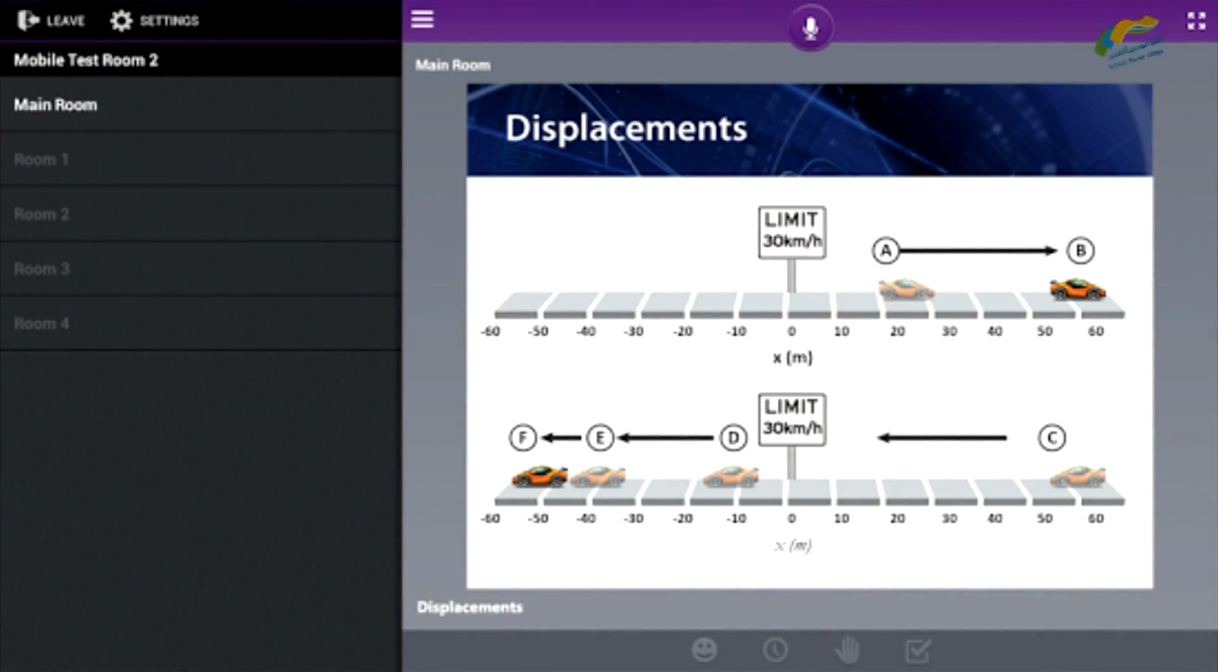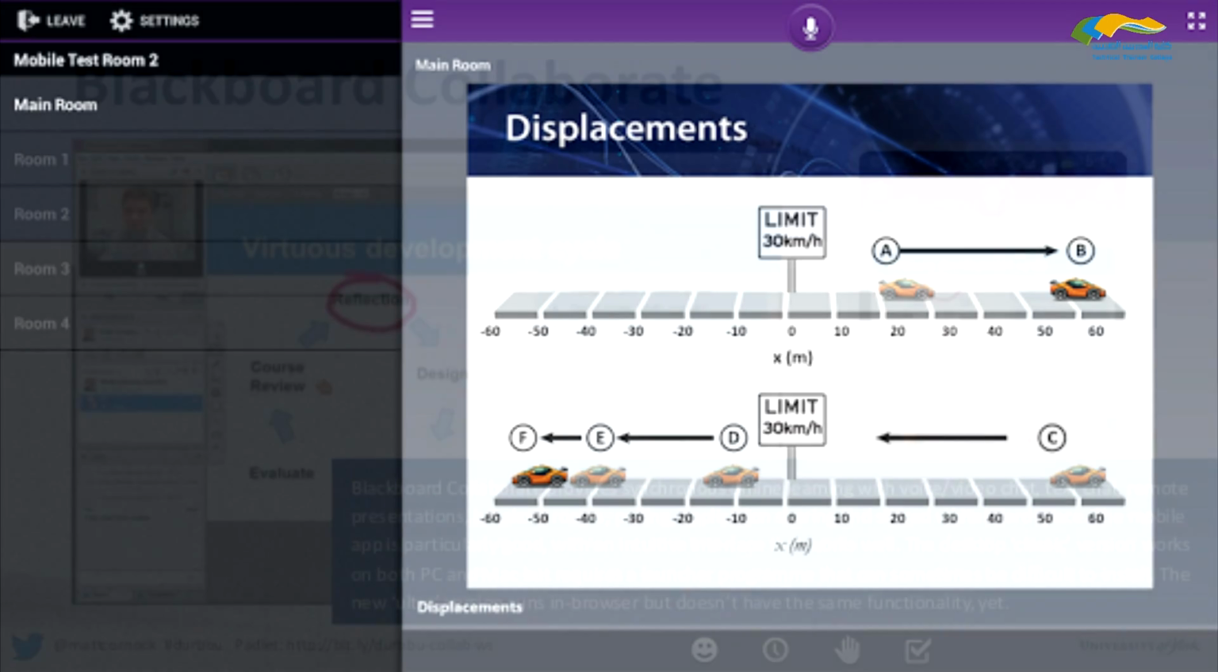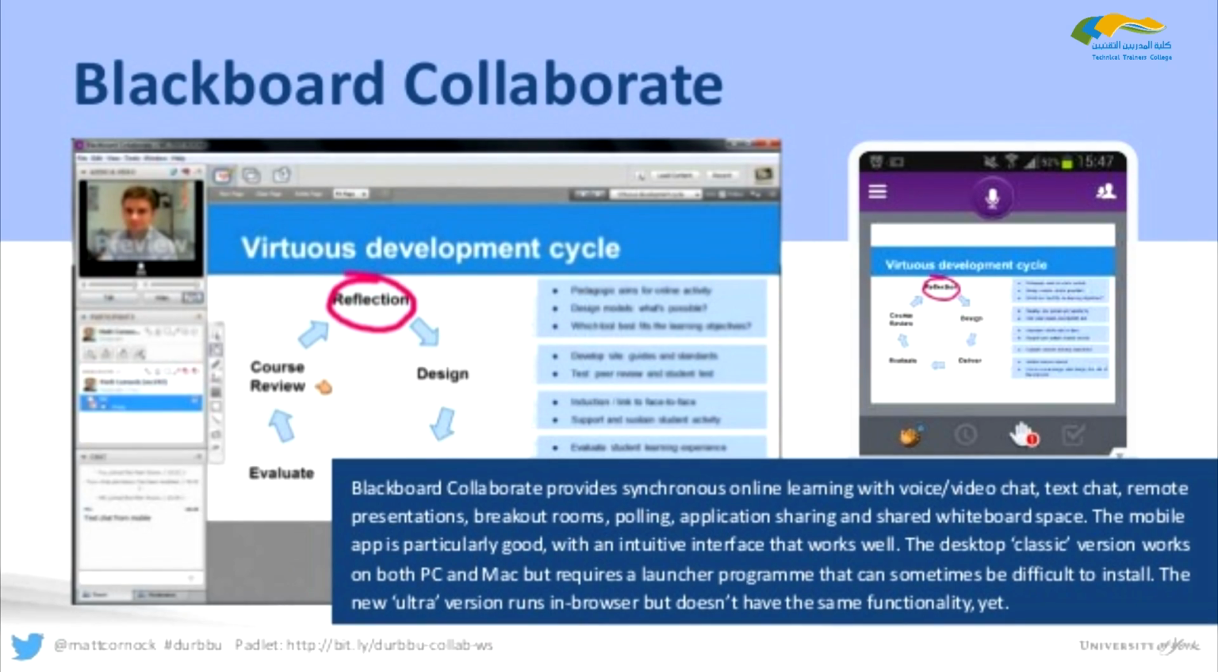The blackboard provides students and teachers access to the electronic copy of the materials recorded in the academic system.